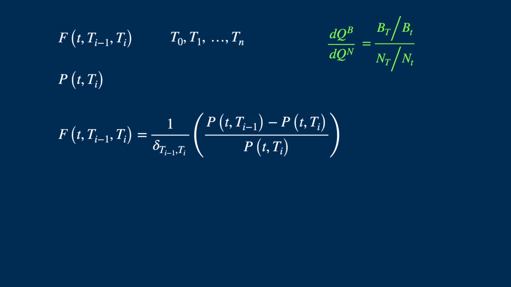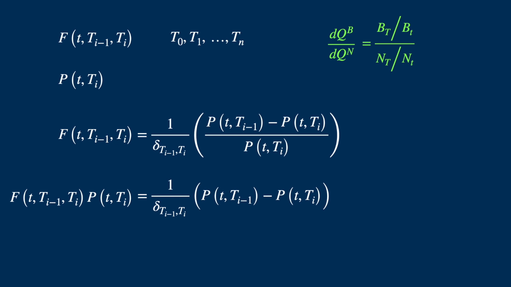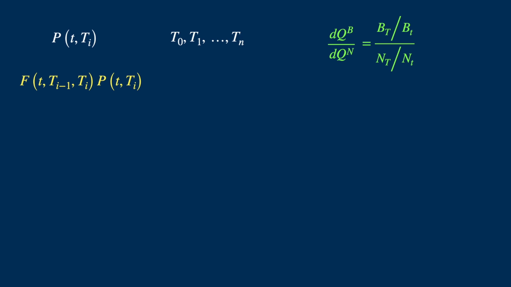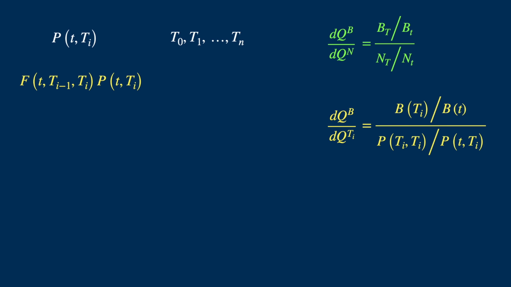Now if we move the price in the denominator to the left hand side, then what we are left with on the right hand side is the linear combination of two assets. So we can say that F times P is the price of a traded asset, and we can treat this combination as a traded asset. And before proceeding, let's express the Radon-Nikodym derivative that we're going to be needing when changing the measure from B to T in terms of the prices of the assets.